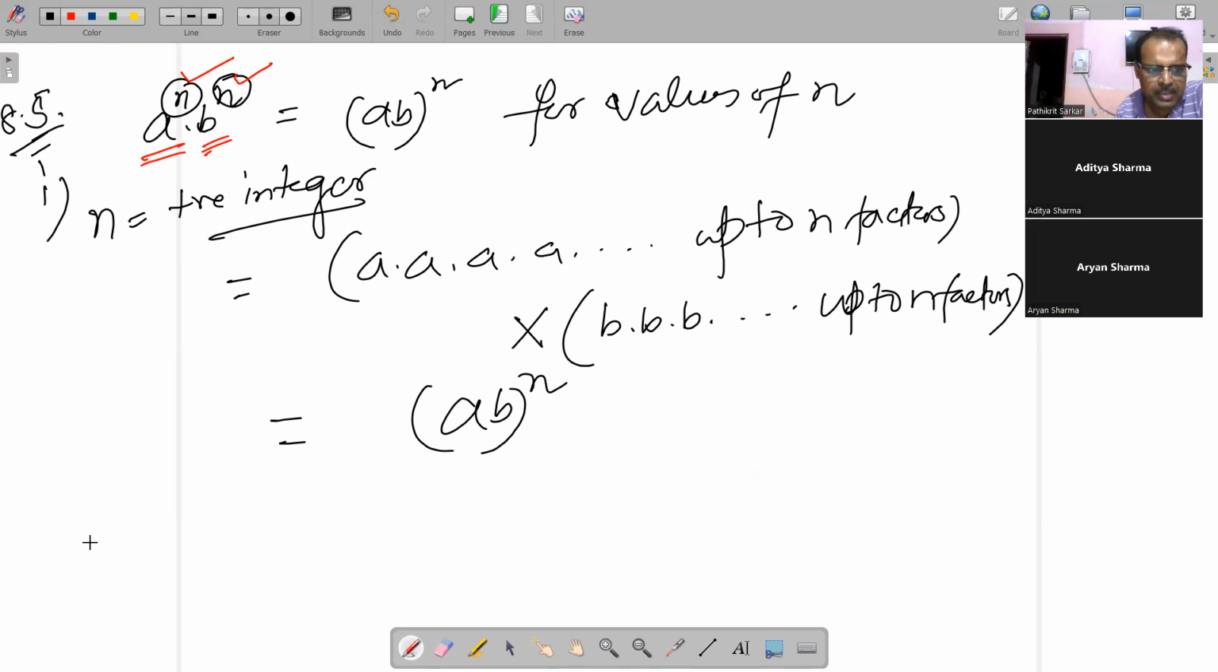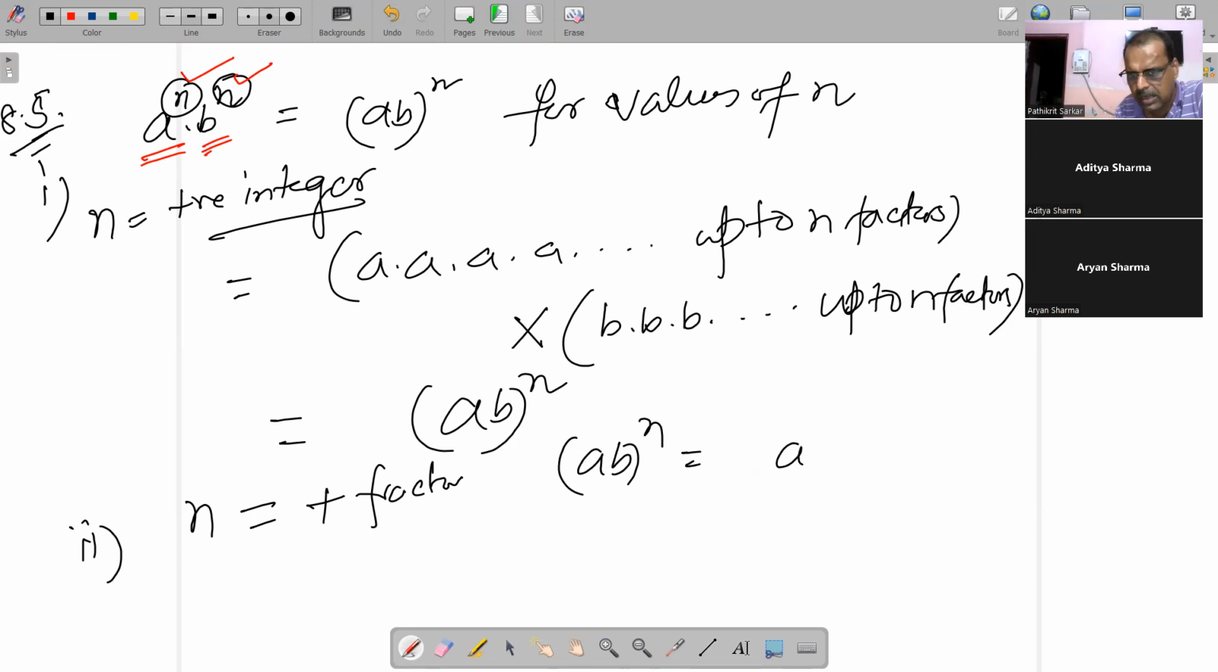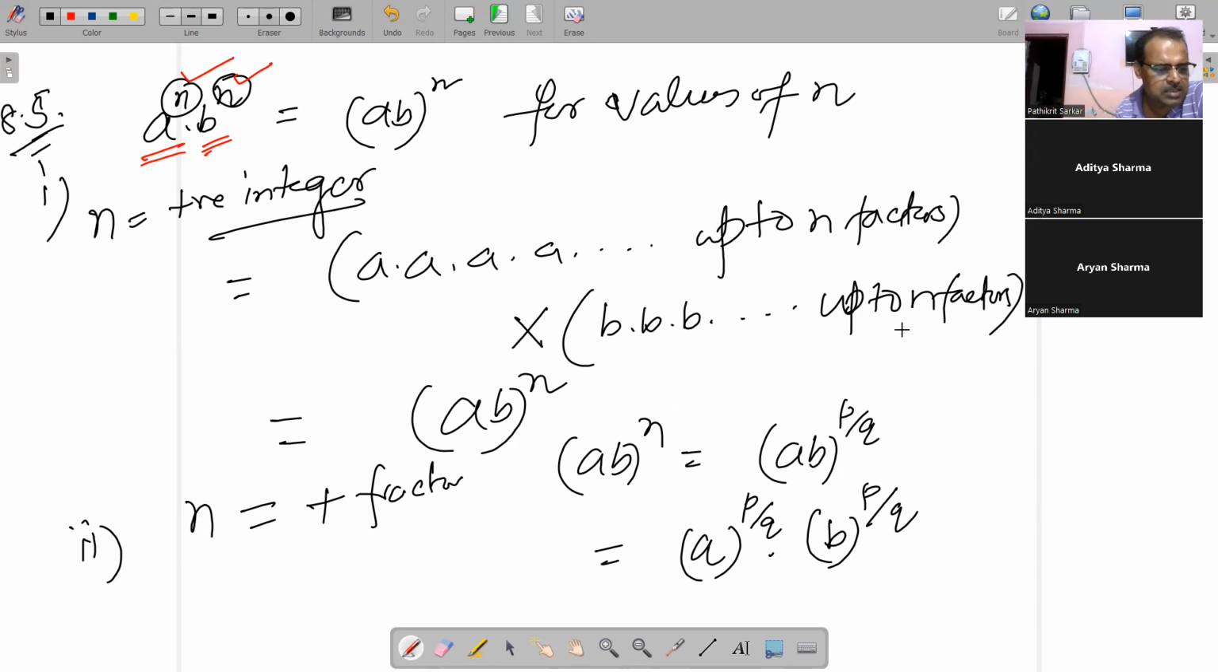And number two, suppose n is a positive fraction. Then we can say ab to the power n comes down to ab to the power p by q. That means we can say here a to the power p by q into b to the power p by q. So this is the overall way by which we can represent these entire things.